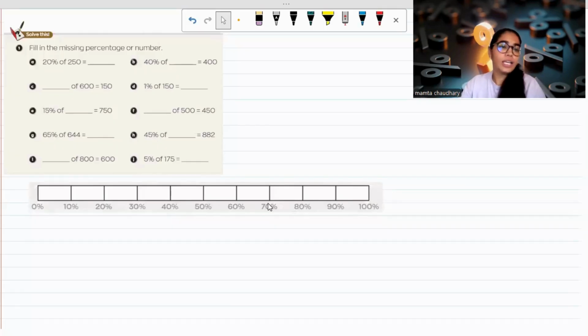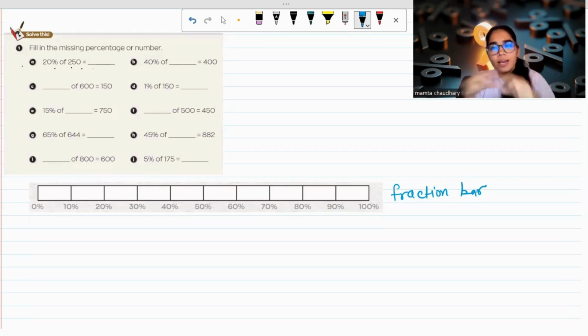Now see, here we have a few questions. The first question says 20% of 250. You have to find 20% of 250. So how will we find 20% of 250? The first step is to draw this fraction bar. Basically, what is a fraction bar? A fraction bar is a bar where we divide the whole bar into equal parts.